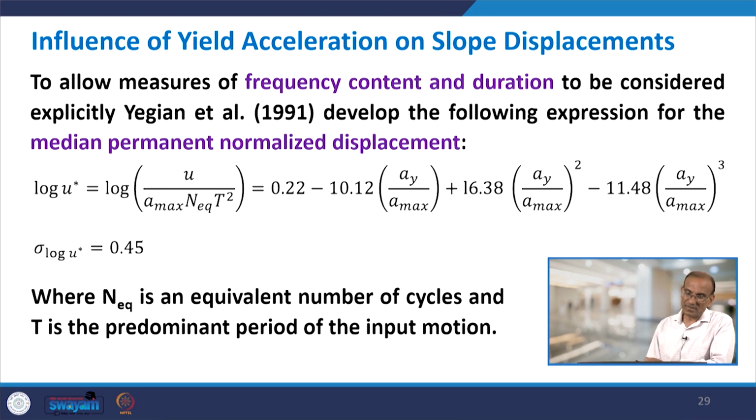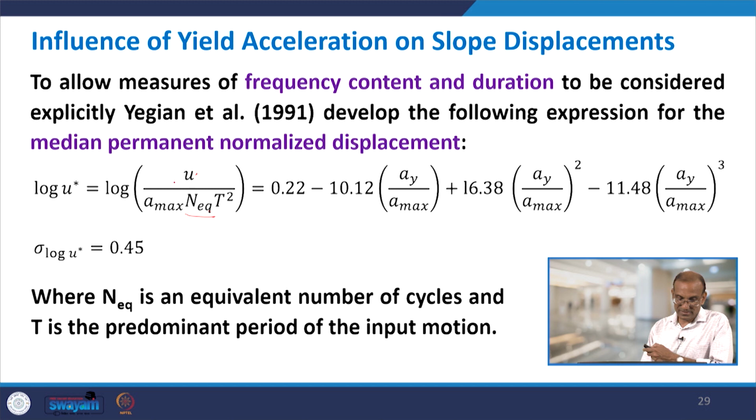Similarly, Yegian et al. in 1991 developed the following expression. In this last equation you have only AY by Amax as one parameter, but in this case you have NEQ, which is the number of cycles of earthquake, and the time period is also involved here. But the issue in this equation is that u is coming on the right hand side also. So, you need to work it out here.